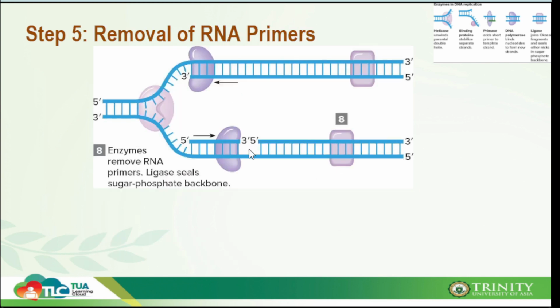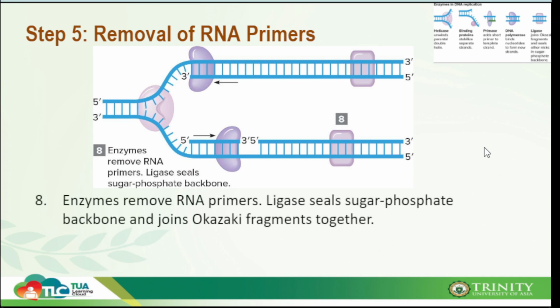So here is a good picture showing that, no? So the enzymes will then remove the RNA primers. Yung mga green kanina, if you notice, they are gone. Okay, so some certain enzymes will remove the RNA primers. And there is another enzyme called ligase. Ligase will seal the sugar phosphate backbone and will be responsible in joining the Okazaki fragments together. So si ligase, itong parang rectangular enzyme na ito. Siya yung pupunta doon sa fragment ng Okazaki fragment at pagdidikitin niya yan. Okay?